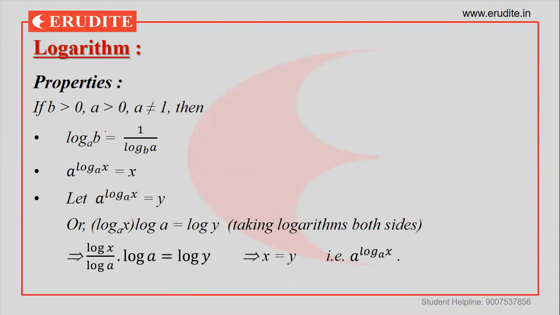Next set of properties, if I check it out: log of b to the base a, and 1 over it, is nothing but 1 by this one.